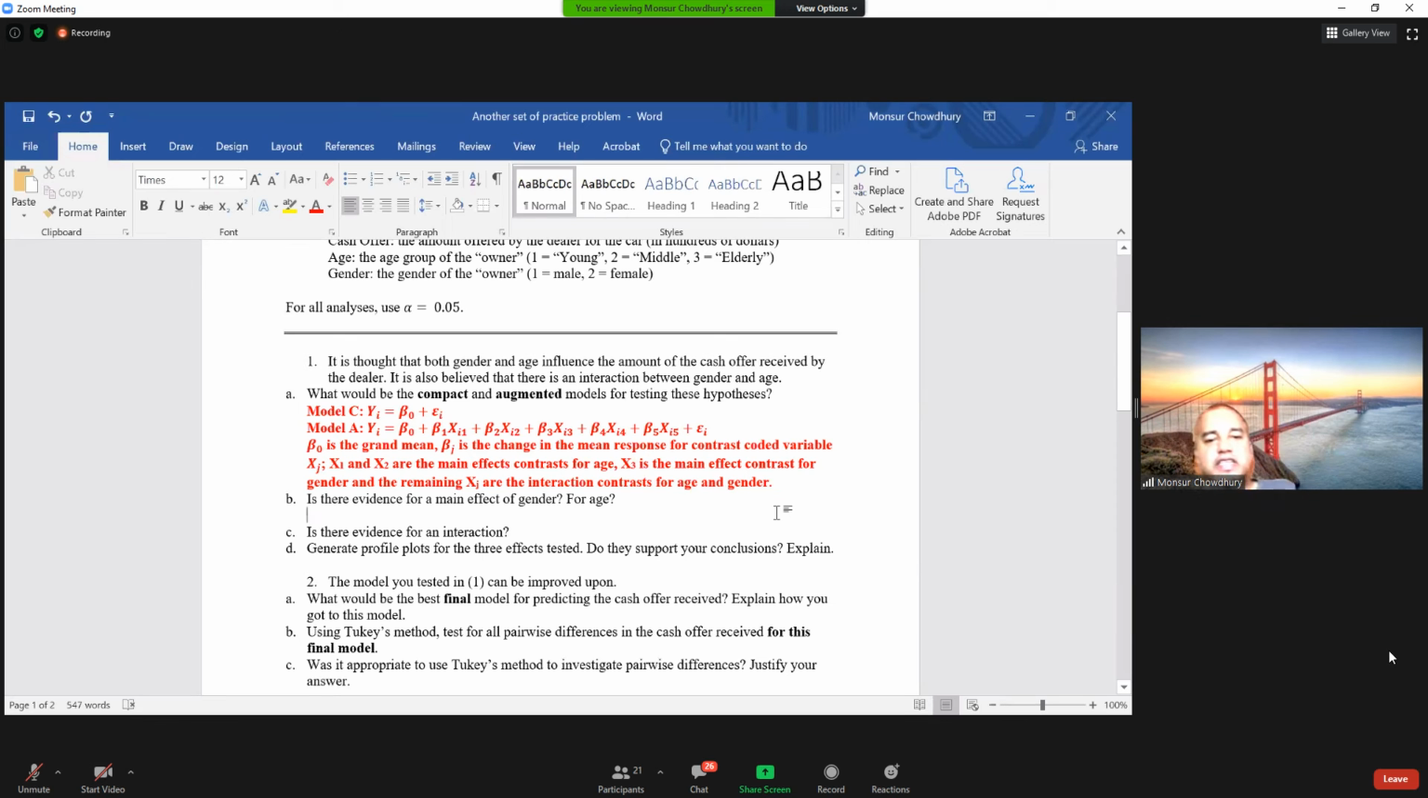Now if you go back to your question, is there evidence of a main effect of gender or age? We can say that the p-value for the main effect of age is less than 0.001, indicating a significant main effect.